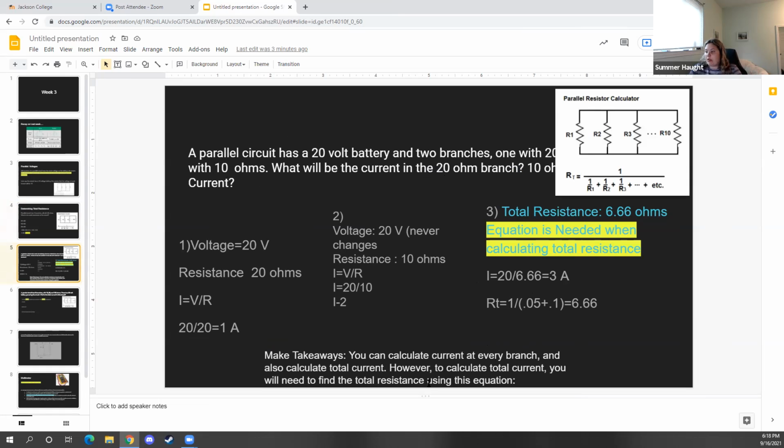So the main takeaways from this, just know that you can calculate current at every branch. And in order to calculate current at every branch, you don't need to know total current. You just need to know the resistance at that branch, so the resistor, whatever resistor value you have. And you can also calculate total current. So know how to calculate total current, know how to calculate current. And know that in order to calculate total current, or the current of the whole entire circuit, you will need to find the total resistance using this equation right here for a parallel circuit.